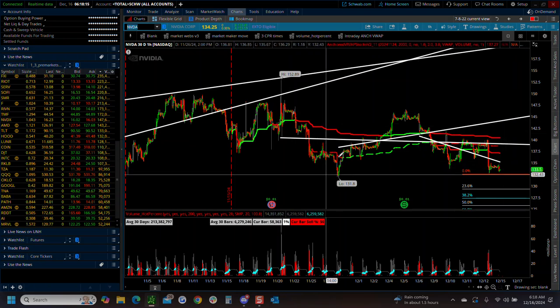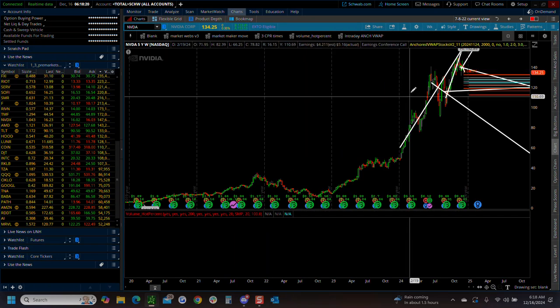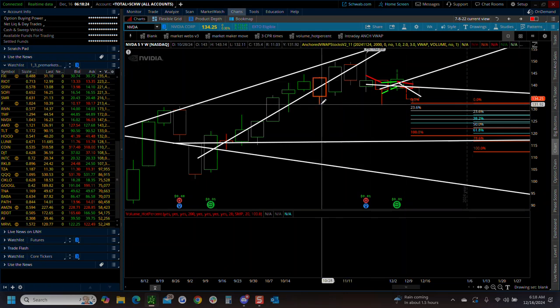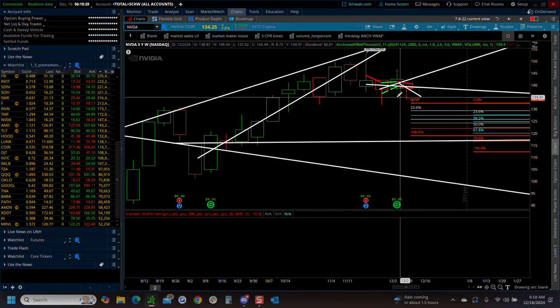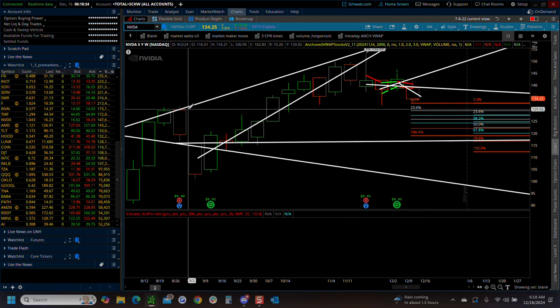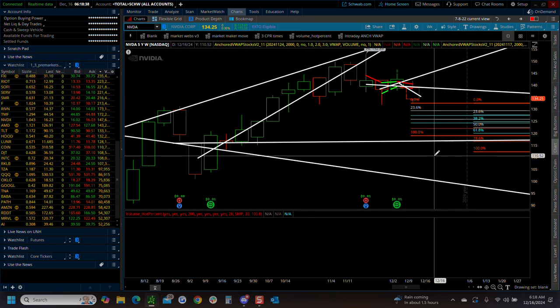Very critical supports here. You go on a weekly on Nvidia, you see what's going on here. We're right down here into that critical support area on this pattern on Nvidia. Losing this, like I said, could very easily be a very rapid descent in the markets. So heads up on that.